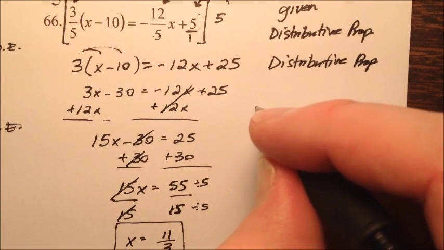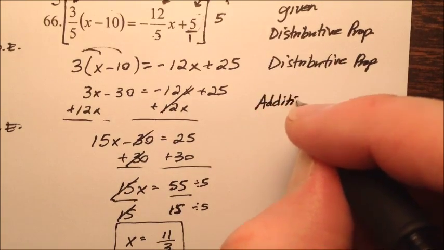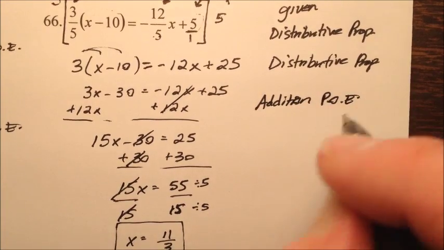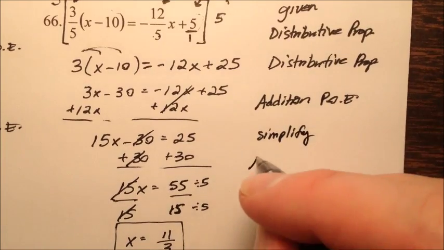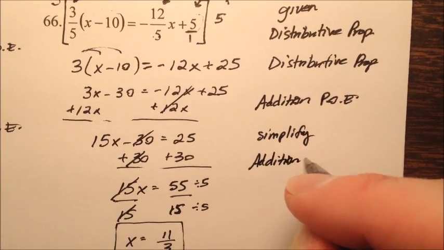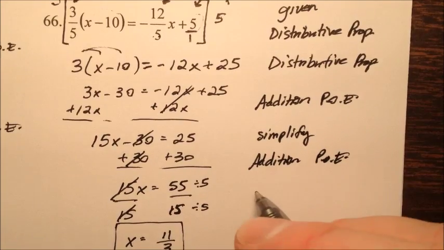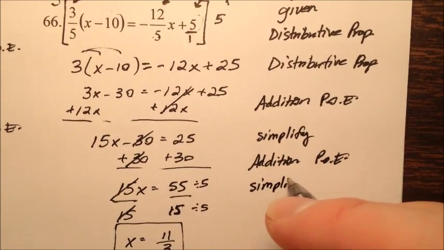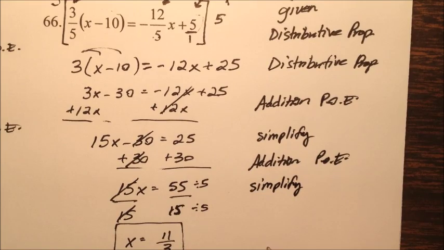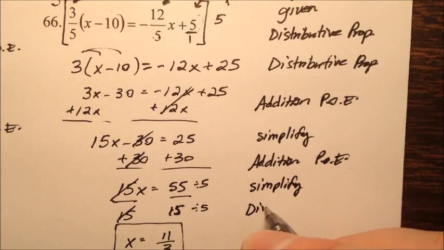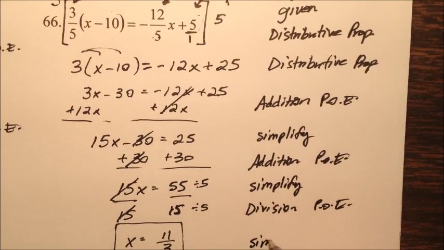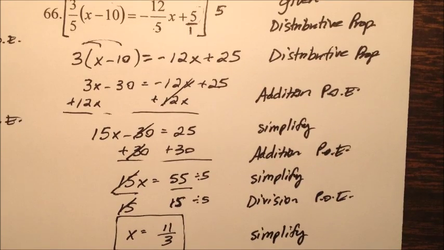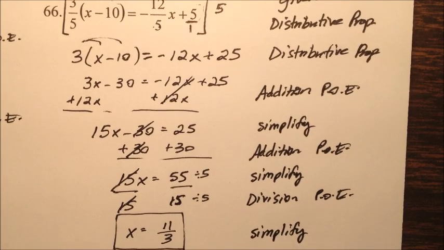So then we use the addition property of equality, and then we use simplify. Then we use the addition property of equality again, and then we have simplify, and then we used our division property of equality, and then simplify. So it's hard to see all that at once on the screen, but the solution for 66 is going to be 11 over 3.